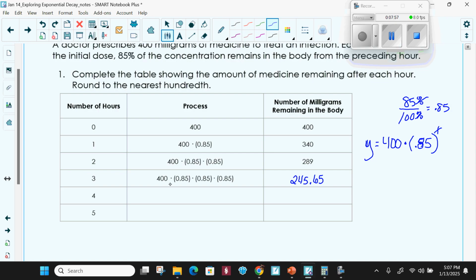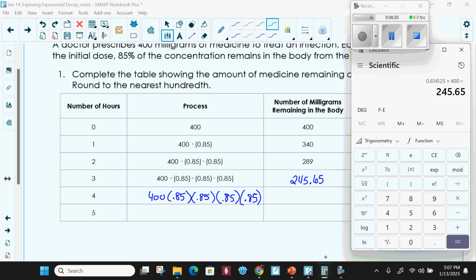Okay, so the next one, just like what we've done before, you take your previous problem, which would be all 3 of these. I don't know why they put the decimal, the little dot and the parentheses. That's kind of redundant there. Okay, and we're going to multiply by another 0.85. So that's going to be to the 4th power. So going back over here, we're going to take that previous number and multiply it by 0.85.